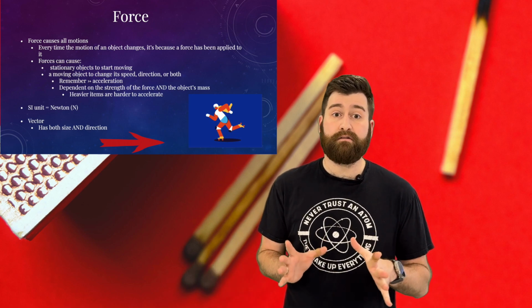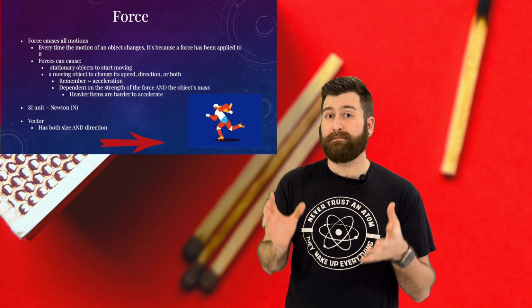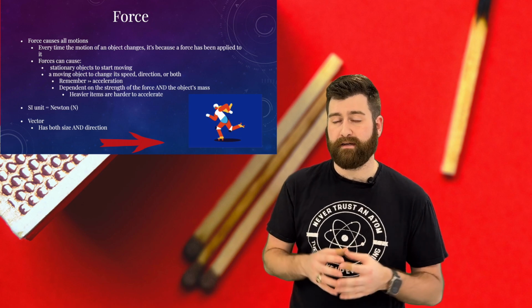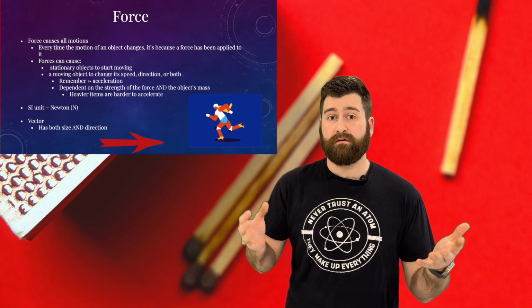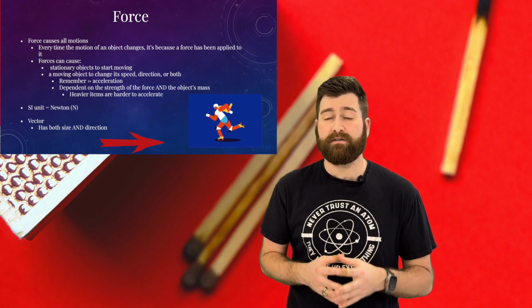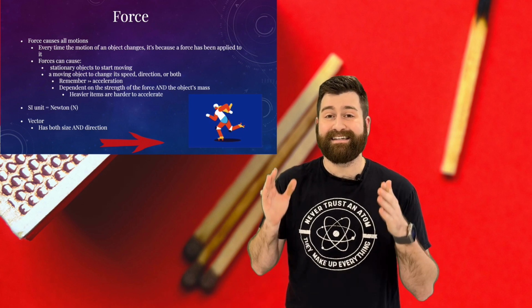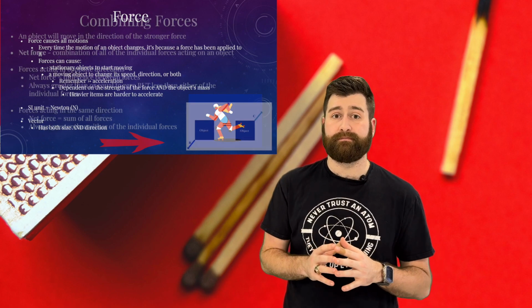Now remember, acceleration is dependent on the strength of the force and the object's mass. This is why heavier items are harder to accelerate. The SI unit for force is the Newton. And just like we talked about in another episode, forces are vectors because they have both size and direction, right? Vectors have size and direction.